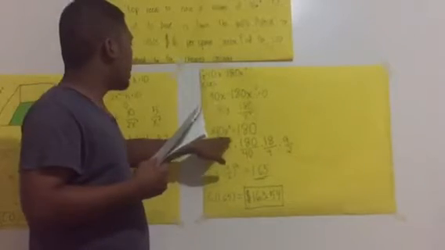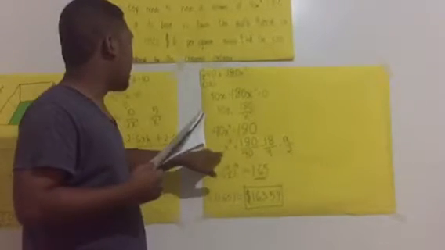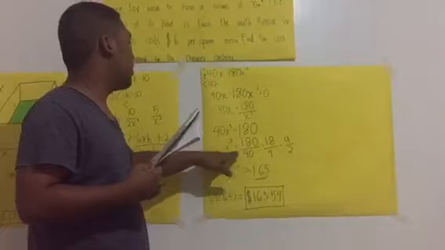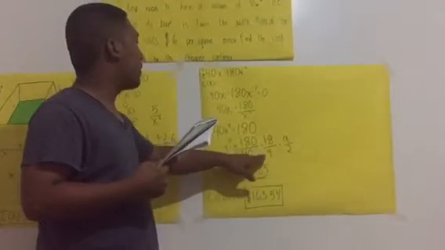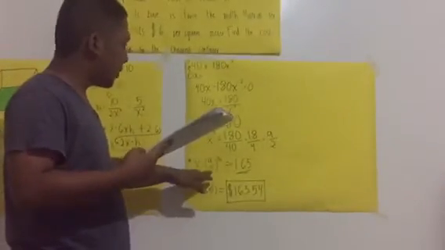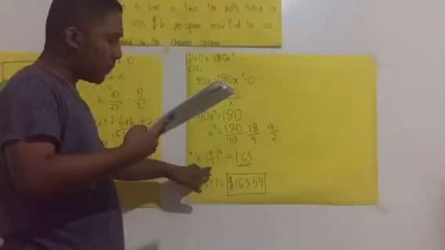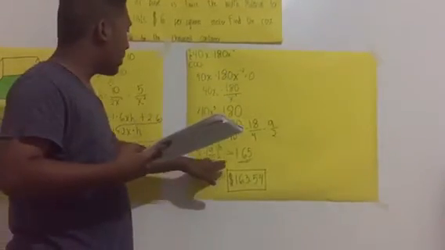And divide both sides by 40, and that will be x cubed equals 180 over 40, or 18 over 4, or 9 over 2. So the critical point will be 9 over 2. And if you get the approximate value, you will get 1.65.